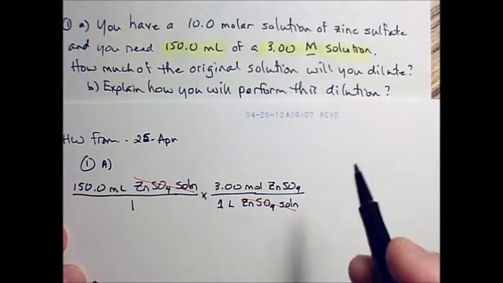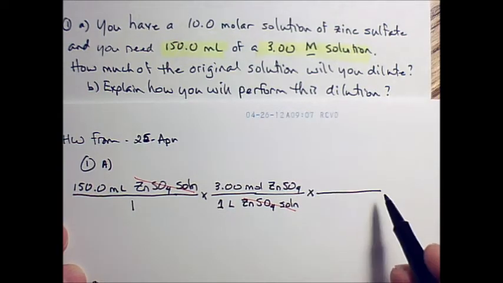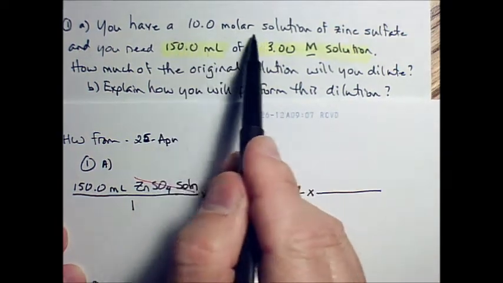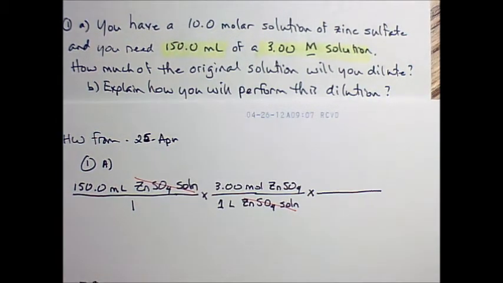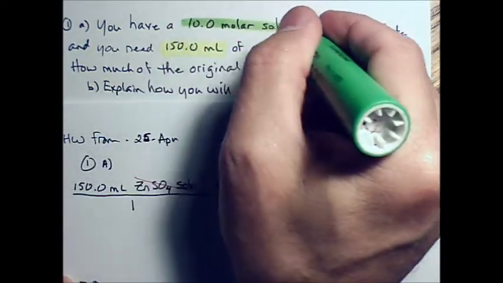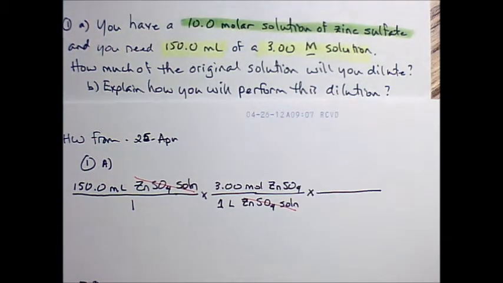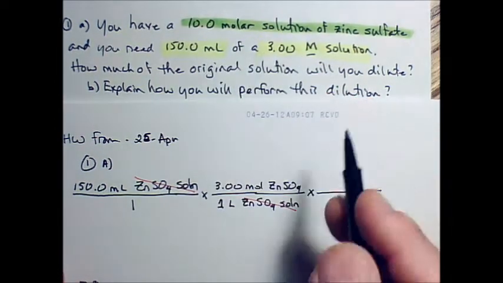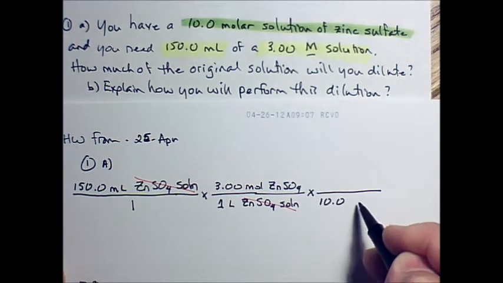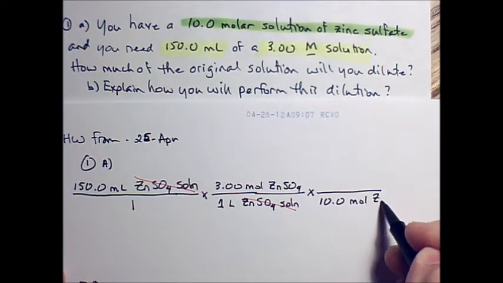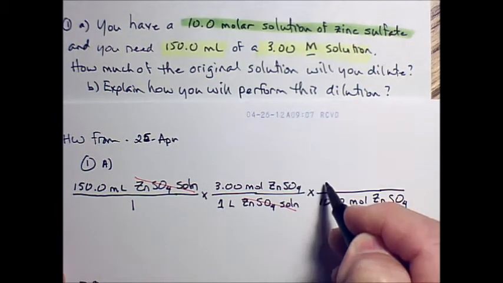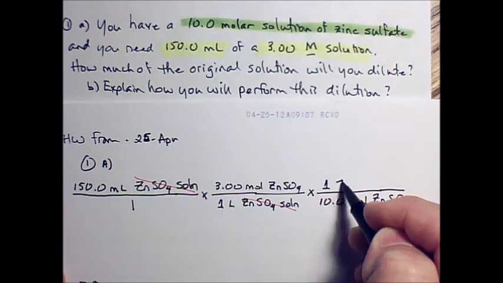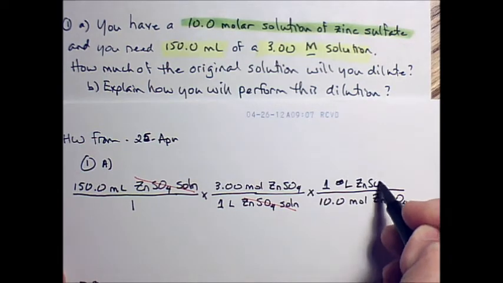In order to find the amount of the original solution I need here, I need to take that concentration and flip it. So here's the original concentration up here, the 10 molar solution of zinc sulfate. So I've got 2 different concentrations of zinc sulfate solution I'm working with here. And this concentration is the one I've got to find an amount of. I've got to flip that one. So I want to have 10 moles of zinc sulfate on the bottom, and the 1 liter of zinc sulfate solution on the top.